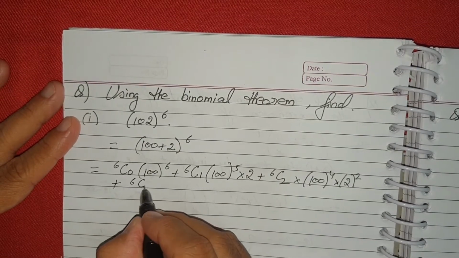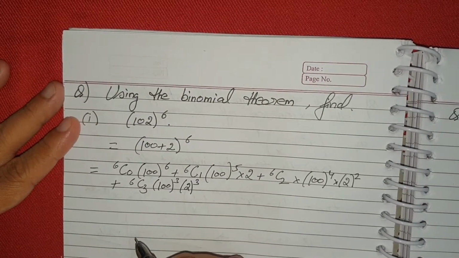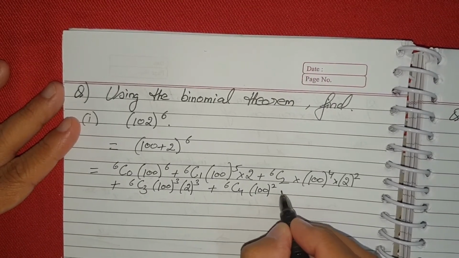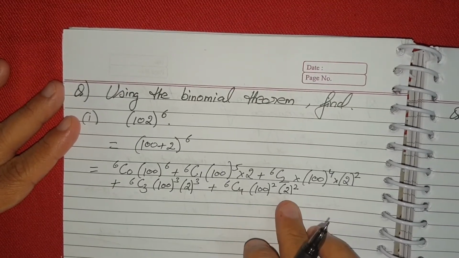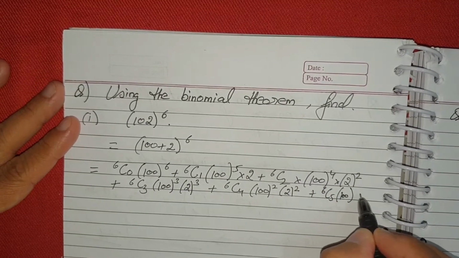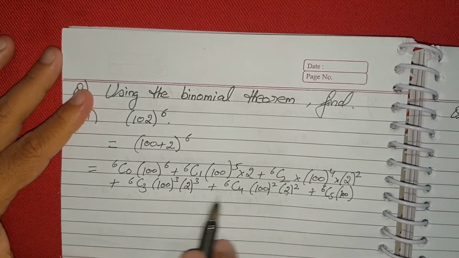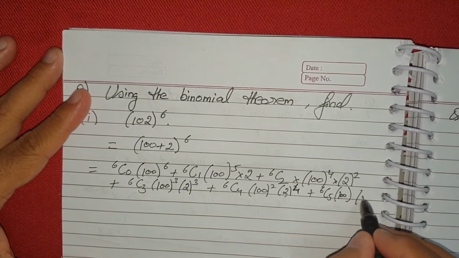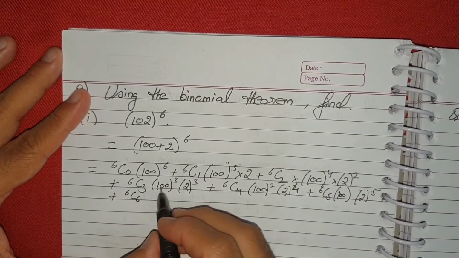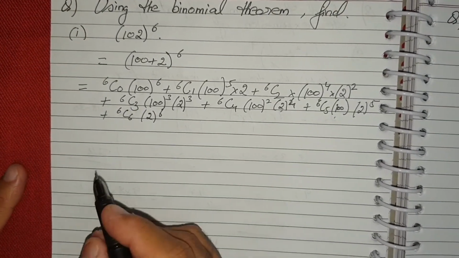plus 6 C 3, 100 to the power 3, 2 cube, plus 6 C 4, 100 square, 2 to the power 4, plus 6 C 5, 100, 2 to the power 5, sorry, the powers of 100 decrease and the powers of 2 increase, plus 6 C 6, 2 to the power 6, because the 100 will be to the power 0, hence 1. Okay, now solve it.